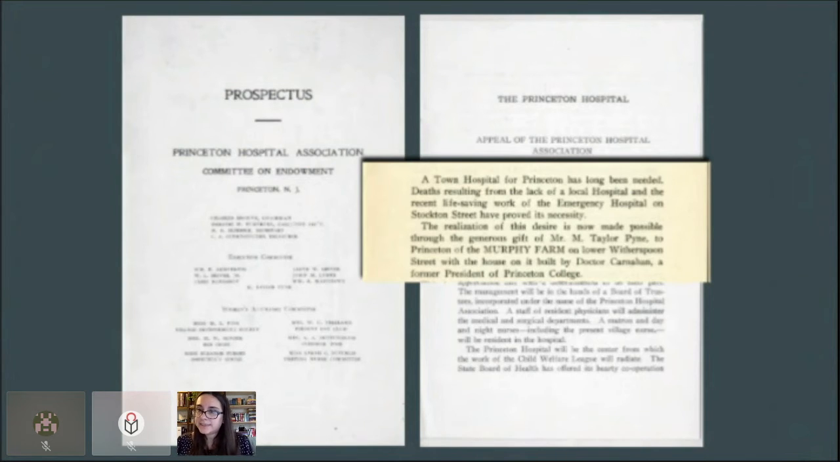The realization of this desire is now made possible through the generous gift of Mr. M. Taylor Pine to Princeton of the Murphy Farm on Lower Witherspoon Street, with the house on it built by Dr. Carnahan, the former president of Princeton College.